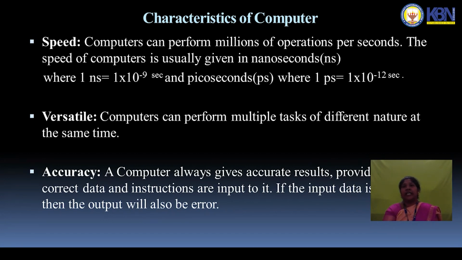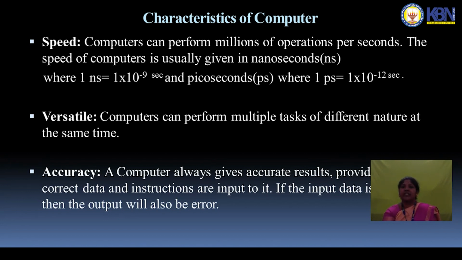A computer can give accurate answers compared to humans. We can sometimes make mistakes, but the computer doesn't make any mistakes. A computer always gives the accurate answer. But how do we get errors or mistakes? By user mistakes only, not the computer. So we call it garbage in, garbage out. For example, a computer always gives an accurate result, provided correct data and instructions are given as input. So garbage in, garbage out. Whatever we give, if we give the wrong input, then we will get the wrong output. So here the output will also be an error.